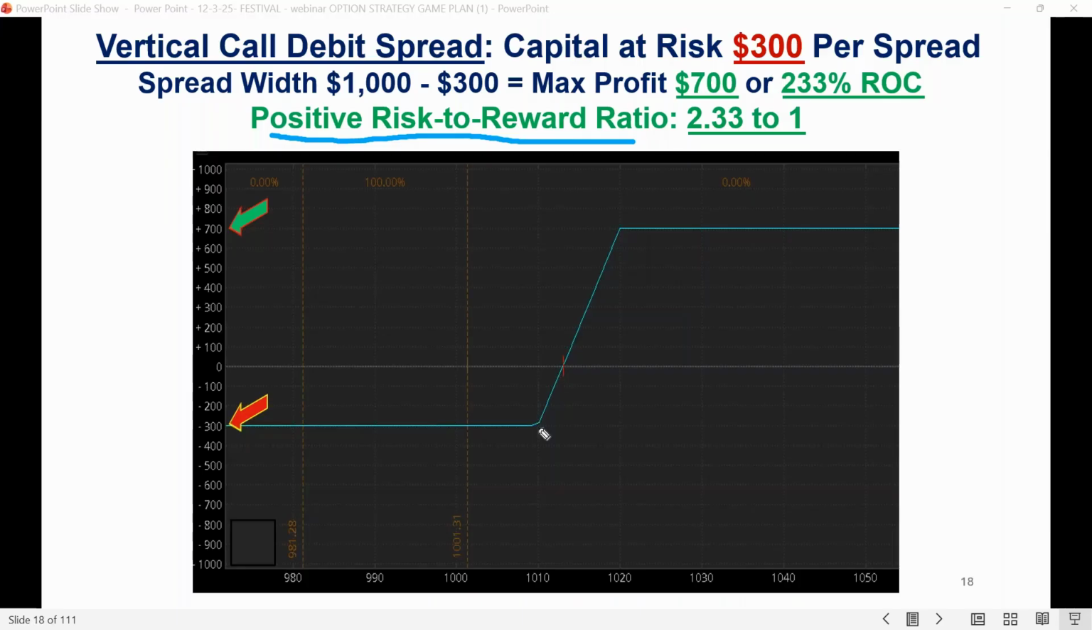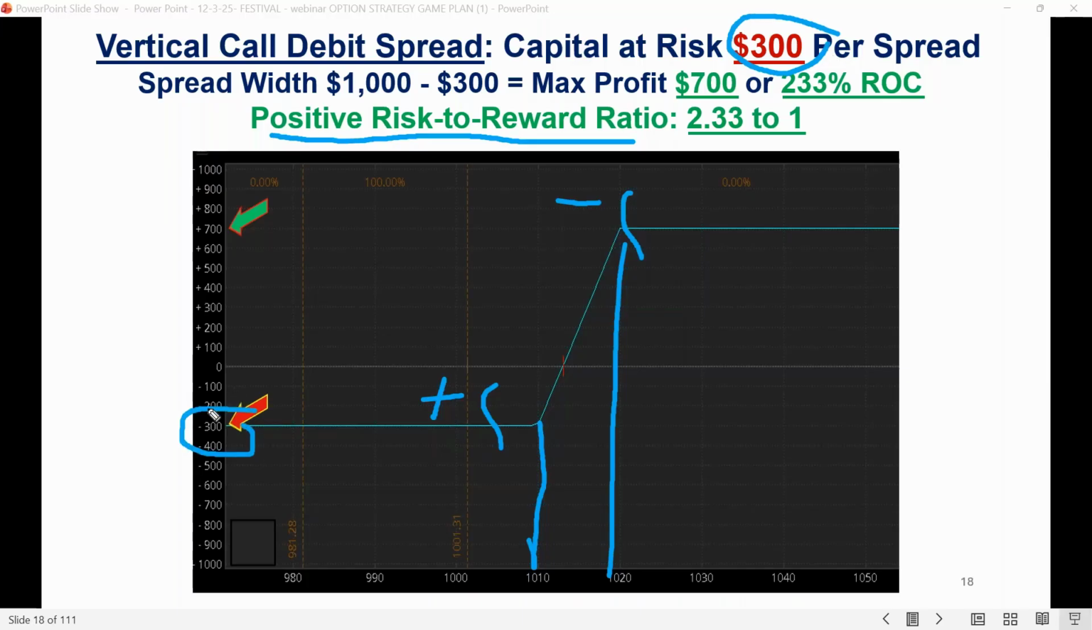So in this example, you can see, let's say we're long the call, this 1010 call, and then we're short the 1020 call down below, okay? So that's kind of our risk profile. Now, this is done for a debit cost of $300. So the maximum that you could lose would be $300, your debit cost.